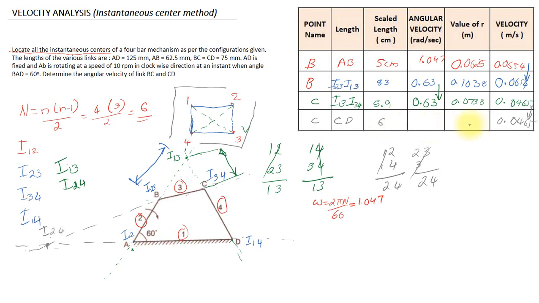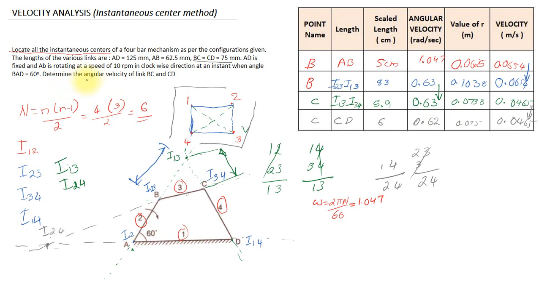So here the value will be 0.075. You can see from the question itself, it is given that BC is equal to CD is equal to 75 mm, and correspondingly in meter it will be equal to 0.075 meter. So from that omega value will be equal to 0.62.